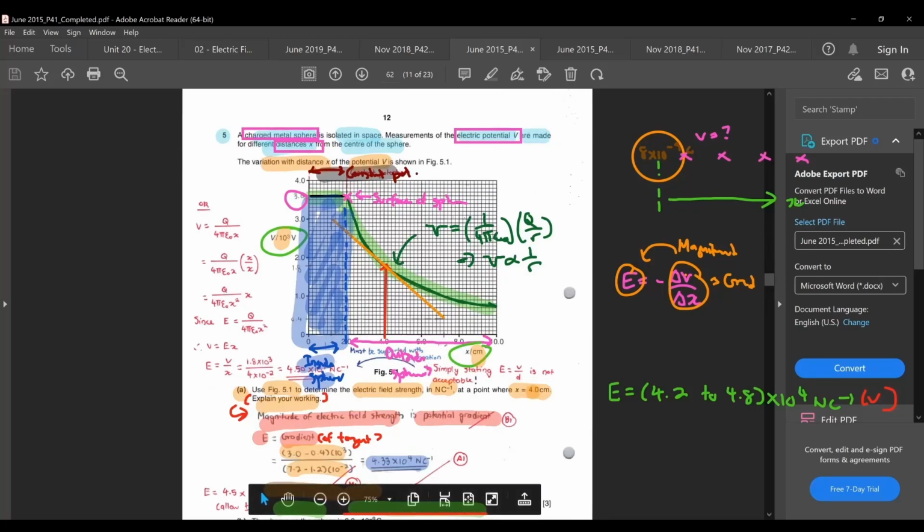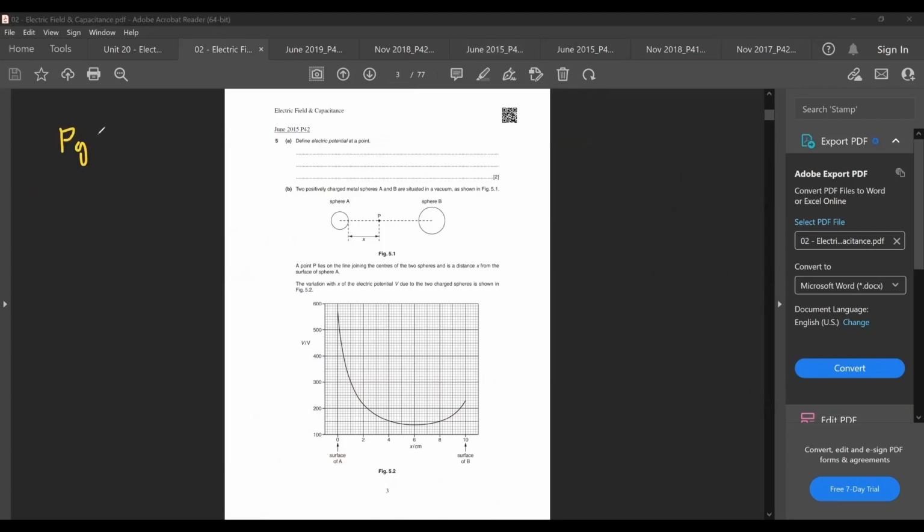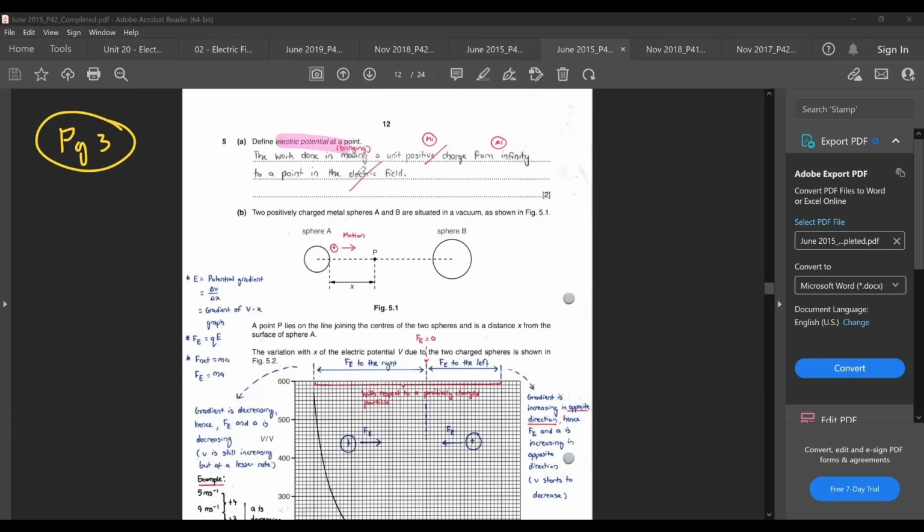This one should be page 3 now. Page 3 is June 2015 P42. So I will look at page 3, June 15 P42. First part, define electric potential at a point. This one I'll just skip. It is work done in moving a unit positive charge from infinity to a point in the electric field.